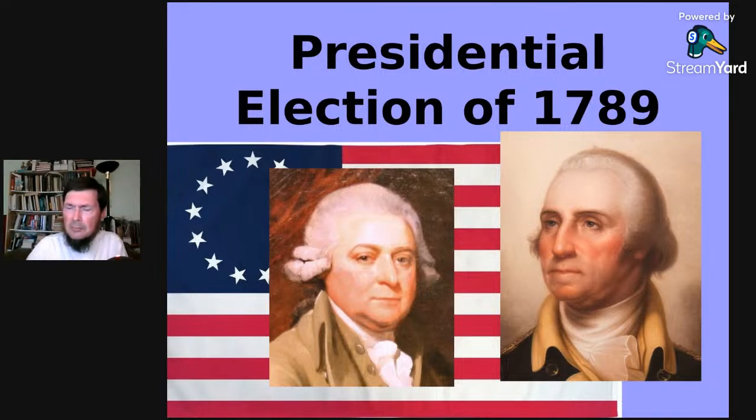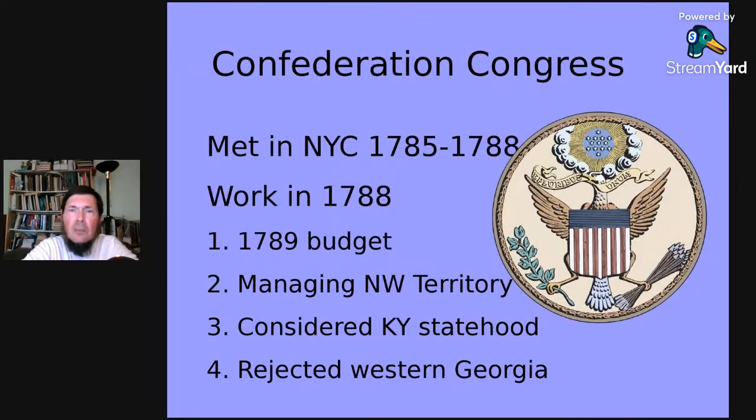One thing that we often forget about is that the United States had a Congress before the election of 1789. And this Congress met under the auspices of the Articles of Confederation. Sometimes people call it the Continental Congress. A better term is the Confederation Congress. They met in New York City from 1785 until 1788.